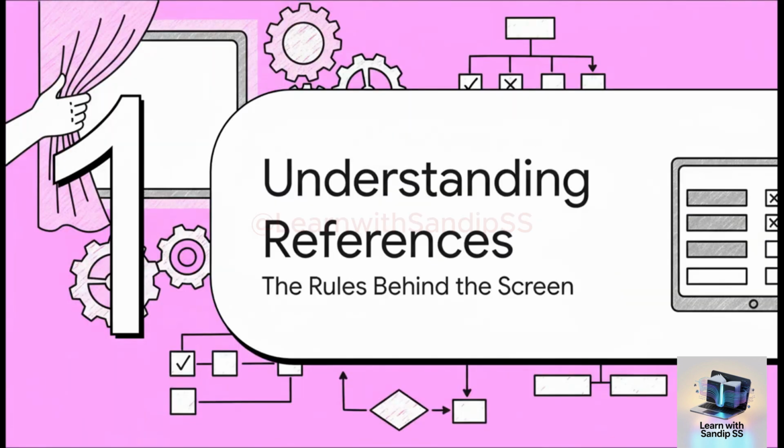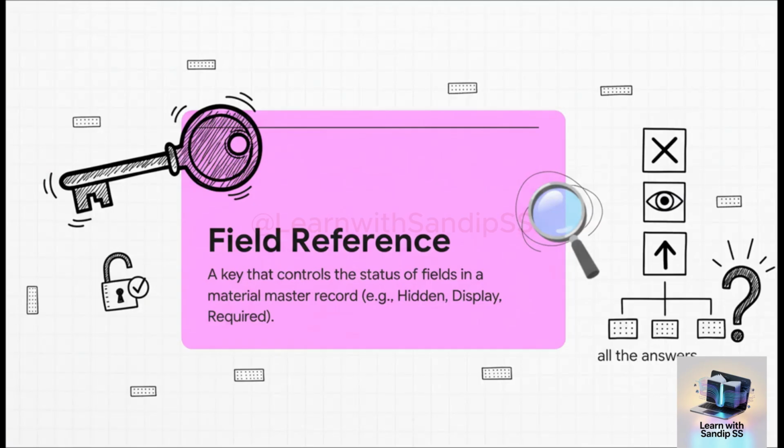We're about to pull back the curtain and really understand the logic that controls what you see and, just as importantly, what you don't see on your screen. So, what in the world is a field reference? Well, to put it simply, it's a key. It's a simple code that tells SAP how to treat every single field in a material master record. Should a field be completely hidden? Should it be display only? Does it have to be filled out, or is it just optional? The field reference has all the answers.